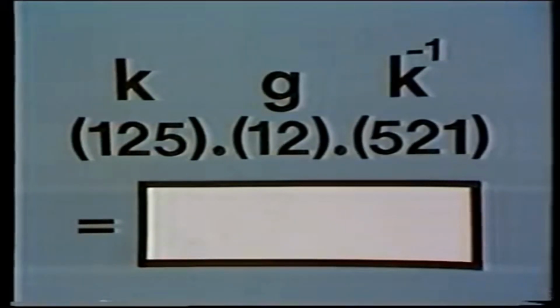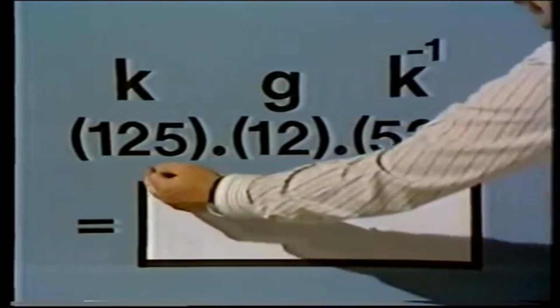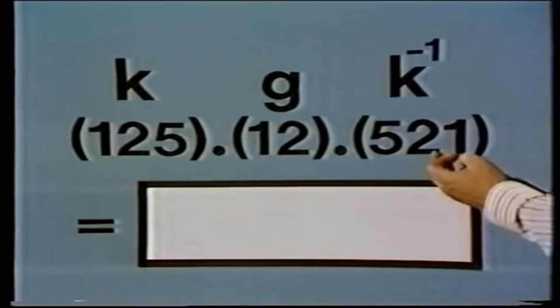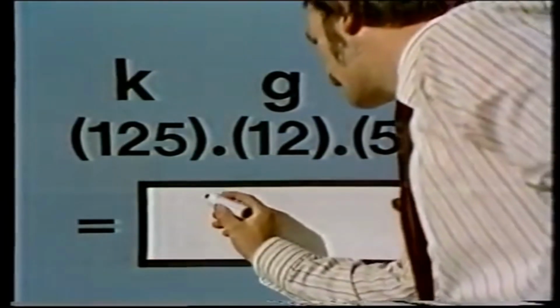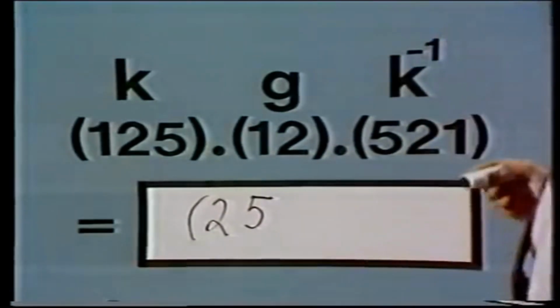Let's look next at 2. Under K inverse, 2 goes to 1. Under G, 1 goes to 2. And under K, 2 goes to 5. So overall, 2 has gone to 5. It went to 1, then on to 2, and then to 5. So we can write that down. 2 has gone to 5.